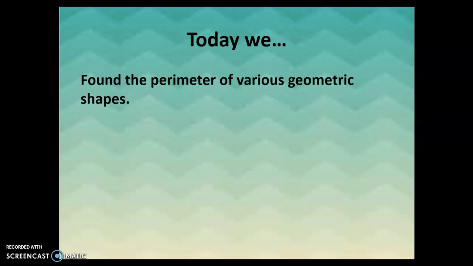All right, today, guys, we found the perimeter of various geometric shapes. The easiest way to remember to find the perimeter is just to add up all the sides. You may have to use a circumference formula or another formula to help you find some of the missing sides. But once we have all the sides lengths, we can add those together. Please don't forget your unit of measure.